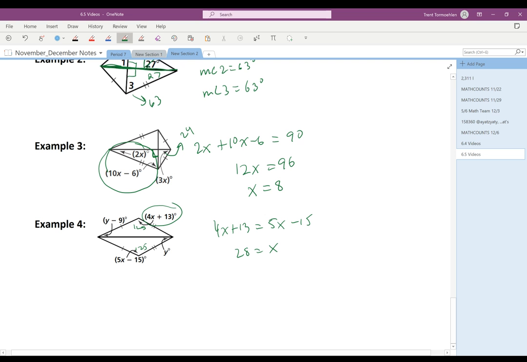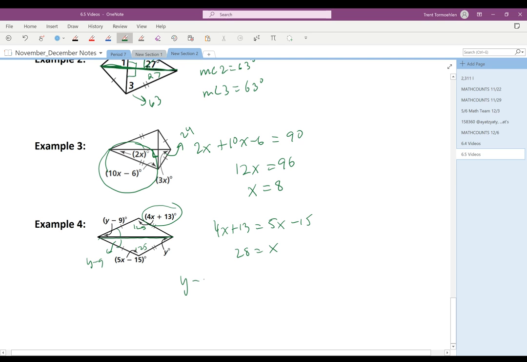Well, that means that the other two angles in those triangles have to add up to 55 degrees, because the sum of the angles in a triangle must be 180. And then we also know that the vertex diagonal, the one that connects the vertexes of these two isosceles triangles that make up the kite, bisects the angle. So that means this angle is also y minus 9.